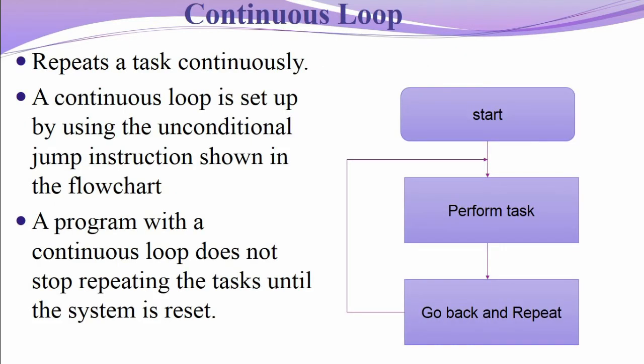The next topic is continuous loop. Continuous loop means repeat a task continuously. A continuous loop is set up by using the unconditional jump instruction shown in the flowchart. A program with a continuous loop does not stop repeating the task until the system is reset.